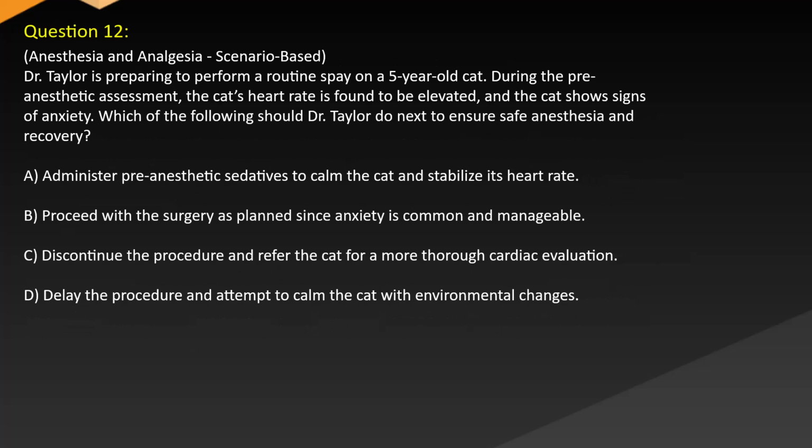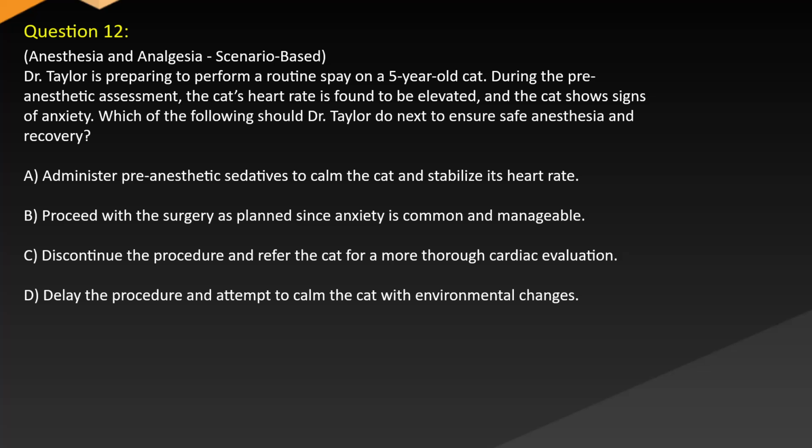Question 12. Anesthesia and analgesia. Scenario-based. Dr. Taylor is preparing to perform a routine spay on a 5-year-old cat. During the pre-anesthetic assessment, the cat's heart rate is found to be elevated and the cat shows signs of anxiety. Which of the following should Dr. Taylor do next to ensure safe anesthesia and recovery?